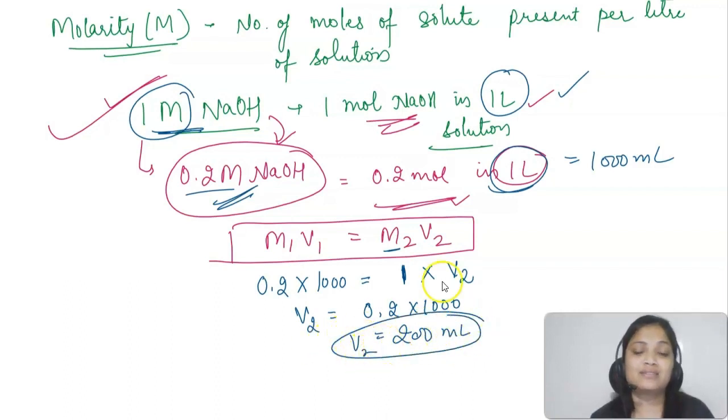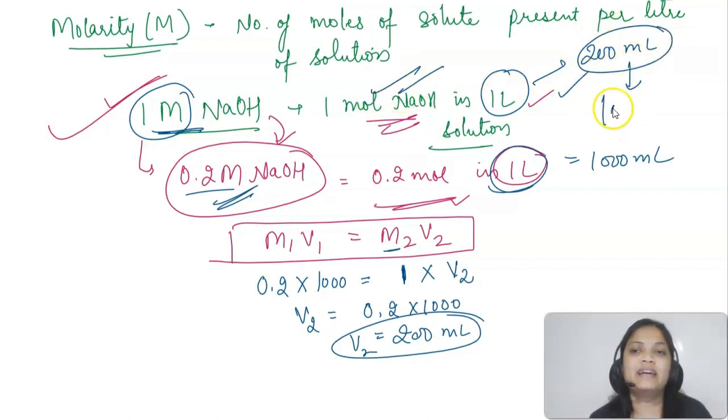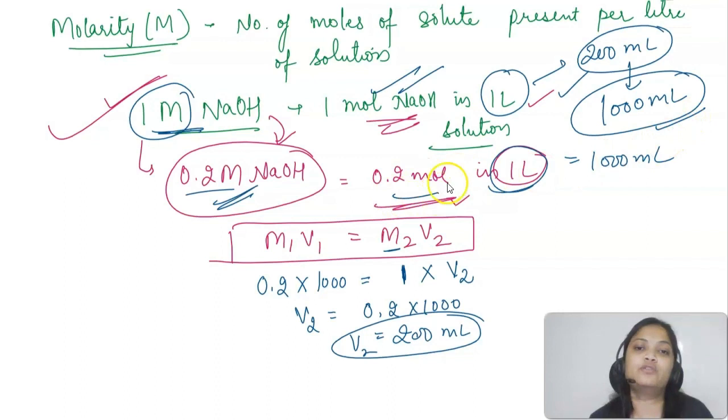See, that's very simple. So I'll be taking 200 ml of this 1 molar NaOH and diluting it with water to make the volume 1000 ml. The resultant solution will have 0.2 moles of NaOH in 1 liter, means 0.2 molar NaOH. So this is how molarity equations will be used.